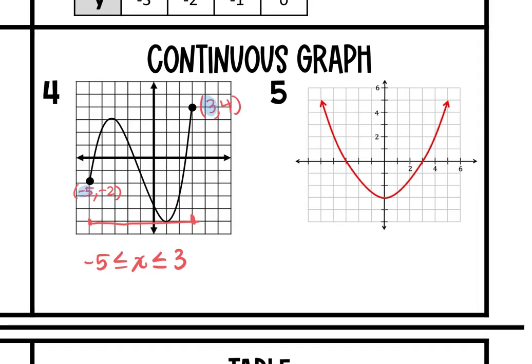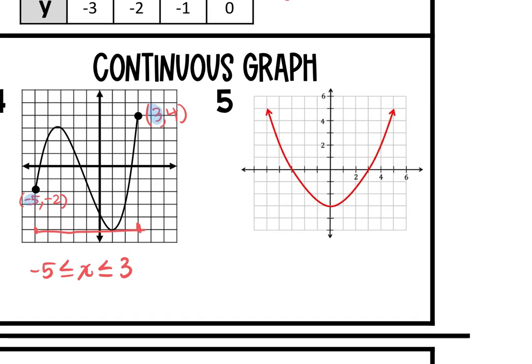Now, with number 5, this graph is a little different because we have arrows, which means this graph is going to continue to stretch towards positive infinity, but as it's stretching up towards positive infinity, it's also getting wider and wider and wider. Which means when I'm looking left and right to try to find a minimum and maximum x value, do I ever find a minimum or maximum x value? No. So that means the domain is going to be what? All real numbers, infinite. Yes. All real numbers.